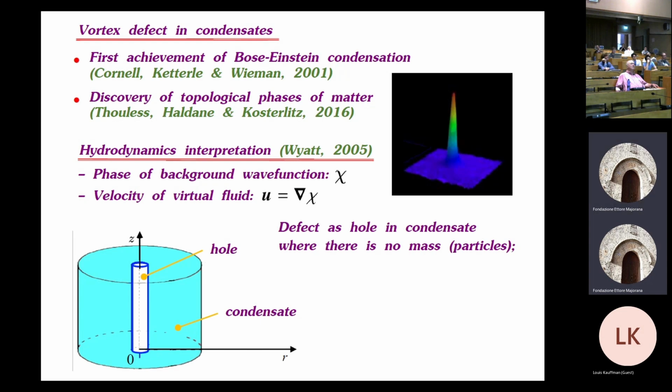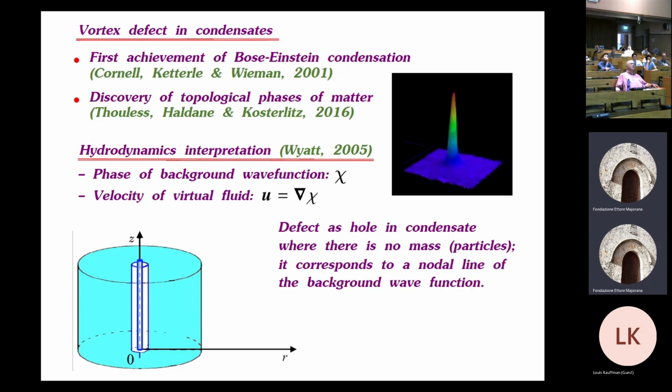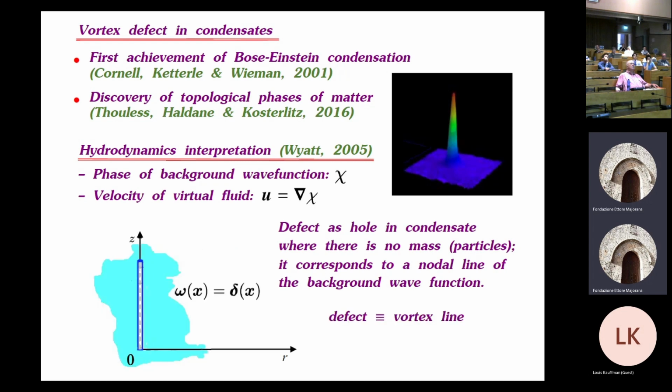Why? We have a condensate, and then at a certain point, formation of defects. And these defects are holes, deprived of mass. There are no bosons, they are totally empty holes. And density goes to zero at the center of this hole. And so we can think of reducing this Kelvin's hole to really a very, very thin, almost singular tube, if you like, in terms of a Dirac function. And well, this is a nodal line of the wave function. So we identify the defect with a vortex line.